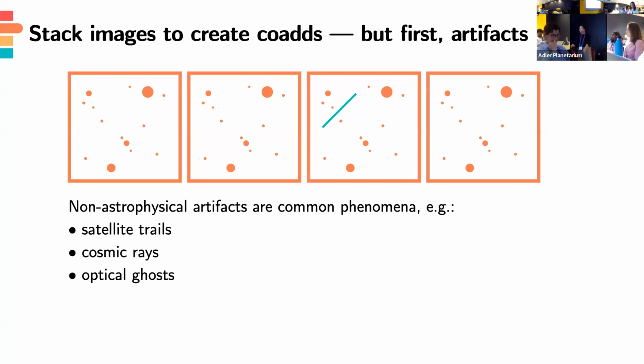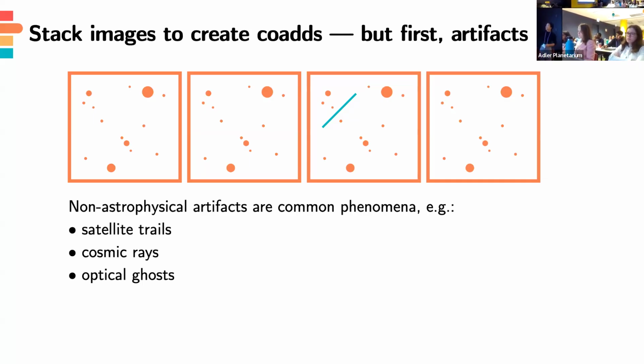Non-astrophysical artifacts are very common. So you can have things like cosmic rays, so charged particles hitting the detector. You can also have things that are truly in the night sky, like satellite trails, where yes, they are something that the telescope is actually seeing that is in the sky, but we don't care about it. We don't want to track it. You can also have optical phenomena from the telescope itself. So things like optical ghosts, scattered light from bright stars, diffraction spikes, etc. What all of these things have in common is that we don't want them in our final coadd.